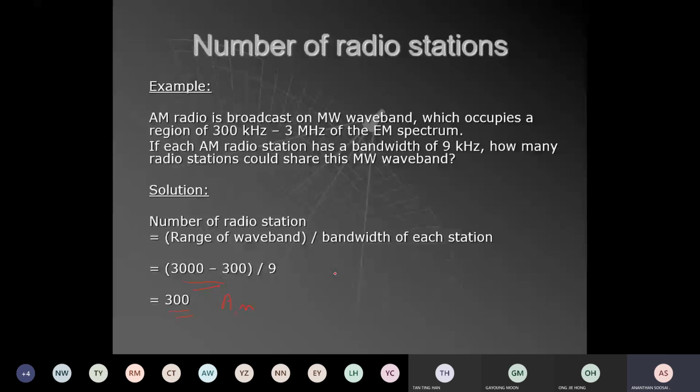That means maybe 300 to 309 will take one station, station A. Then 309 to another 9 added, so 318, this range of frequency is given to another AM station, and so on. This is all AM stations. So about 300 signals can be transmitted in this frequency band, if the bandwidth is 9 kilohertz.